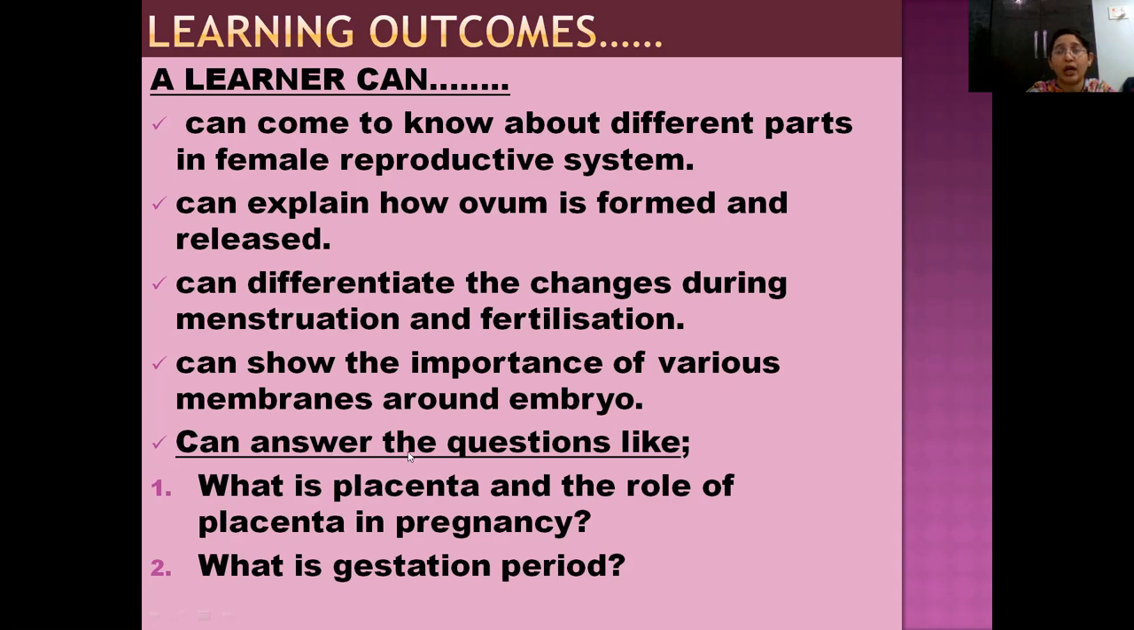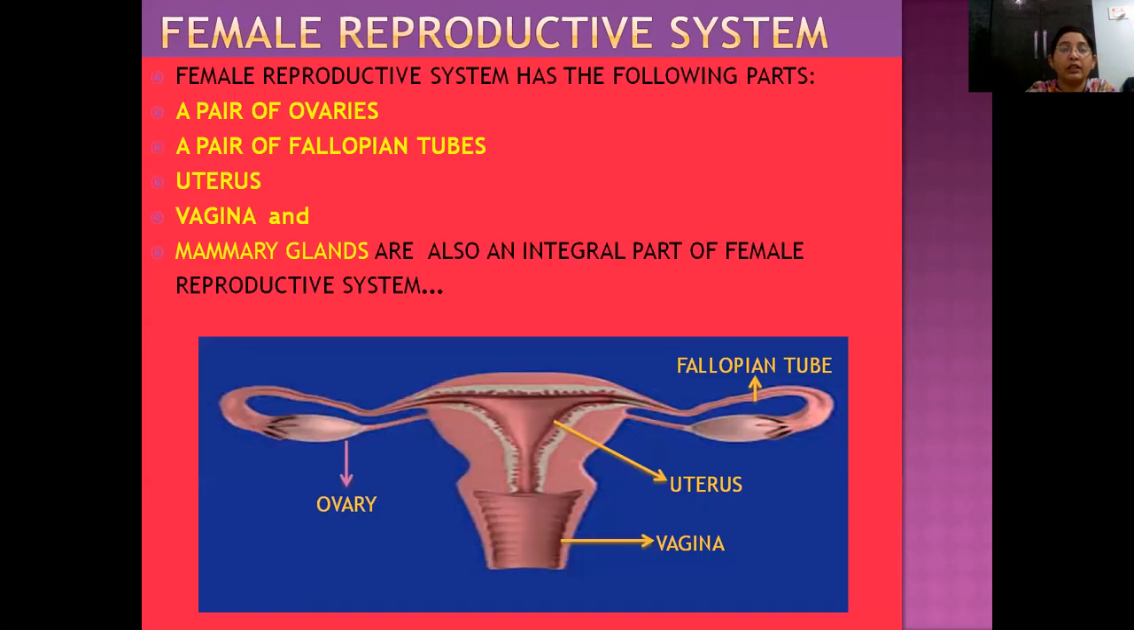And you will be able to answer a few questions like, what is placenta? And what is the role of placenta in pregnancy? And finally, you can answer this question, what is the gestation period? I hope you have understood the learning outcomes. So let's enter into the main topic, that is the female reproductive system.